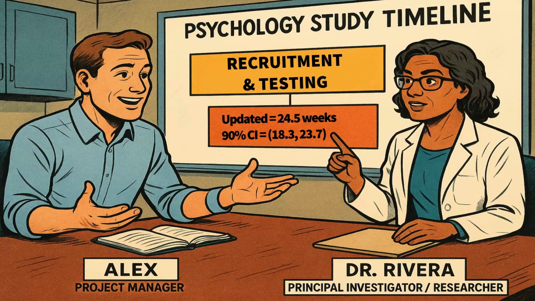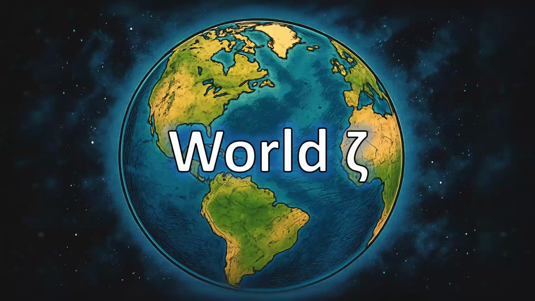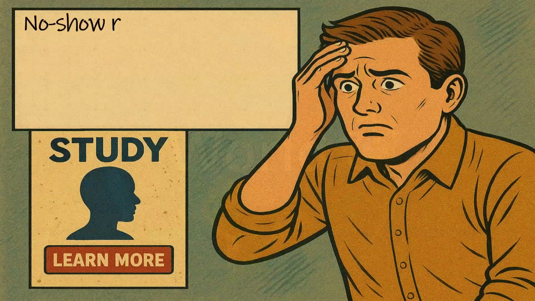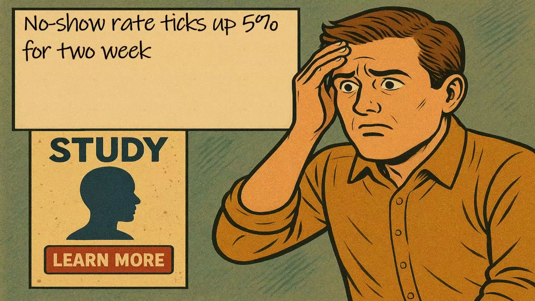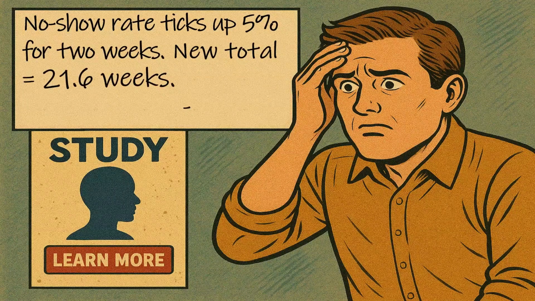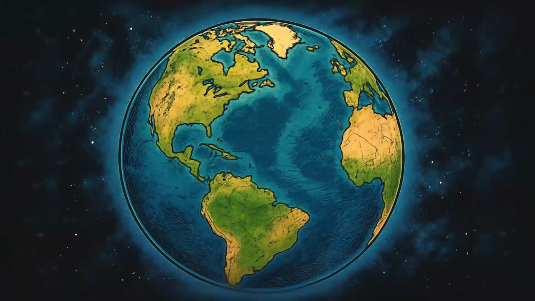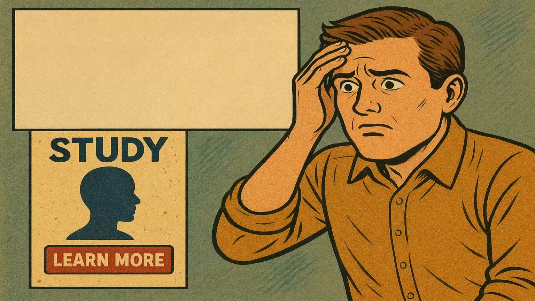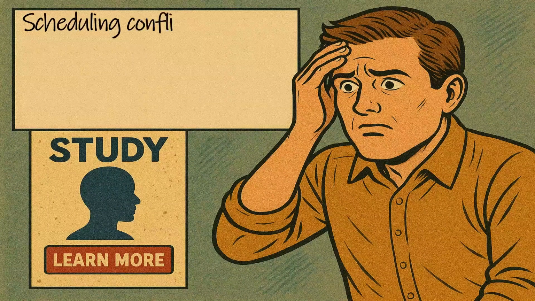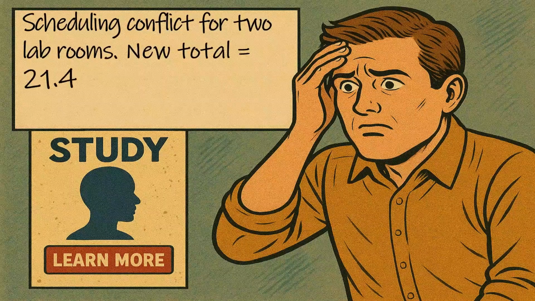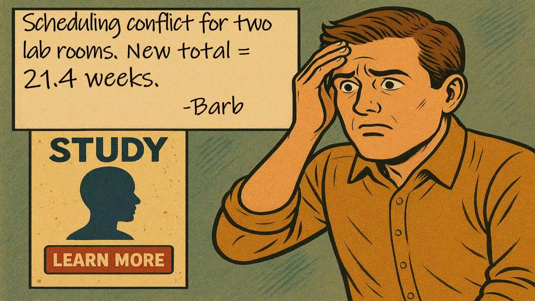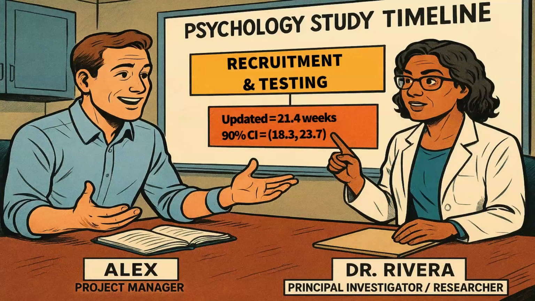So that was Epsilon Alex. We now go to another world. This is Zeta Alex. And Zeta Alex sees that the no-show rate ticks up 5% for 2 weeks. That pushes them back, new total 21.6 weeks. But again, in this case, not a problem because their updated total is still within that confidence interval. Down in world Eta, we have a scheduling conflict for 2 of the lab rooms, new total 21.4 weeks. Again, not a problem because their updated best estimate is still within that 90% confidence interval.